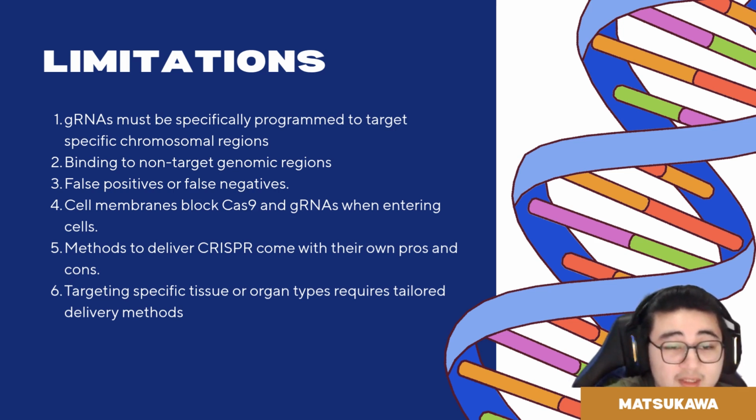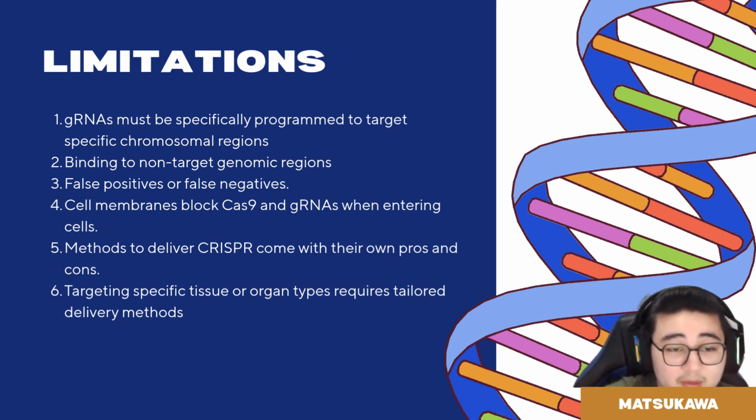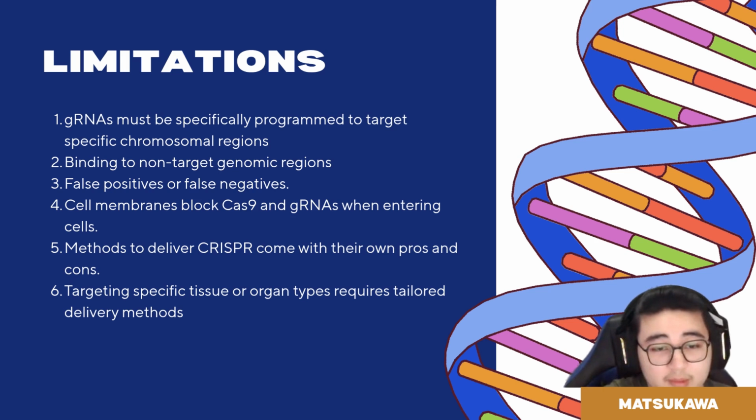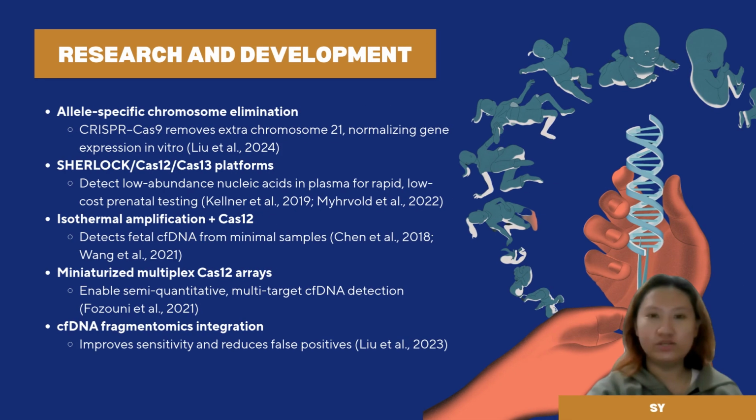Cas9 and gRNAs are also large and negatively charged, posing a challenge when entering cells due to the cell membrane. While various methods to deliver CRISPR, such as plasmid DNA, exist, each method comes with its own necessities and problems. Lastly, targeting specific tissue or organ types also requires tailored delivery methods, as what works for one may not work for another. Ongoing research into CRISPR-Cas-based prenatal screening for aneuploidy is moving at an extraordinary pace.